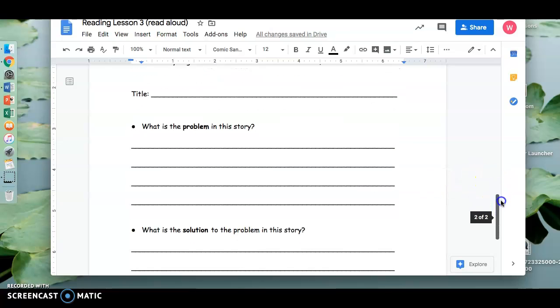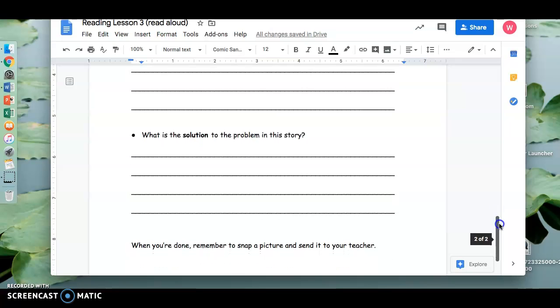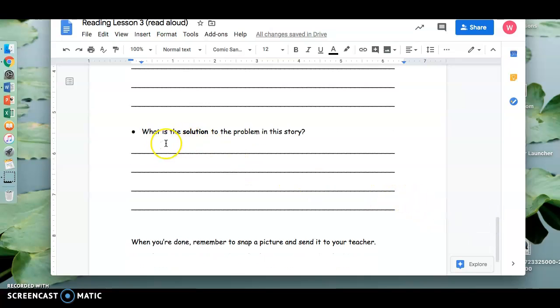Then the first question is, what is the problem in this story? And write a little bit about your book. What was the problem? Then the second question is, what is the solution to the problem in the story? Write down what the solution was. How did they work it out?